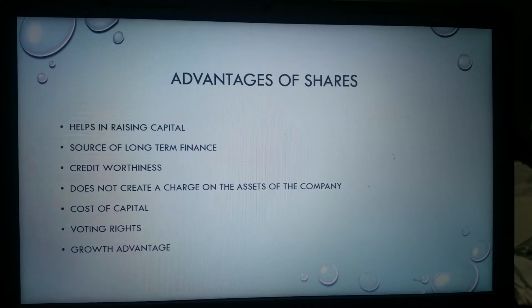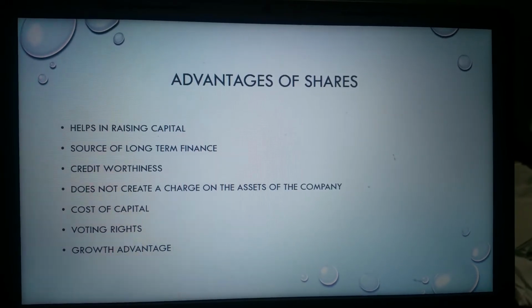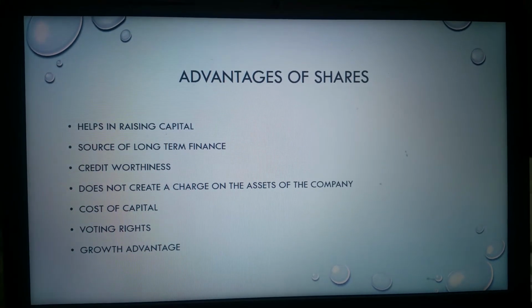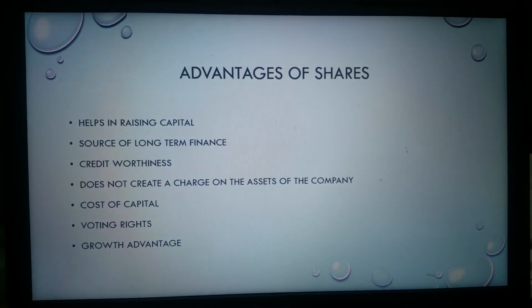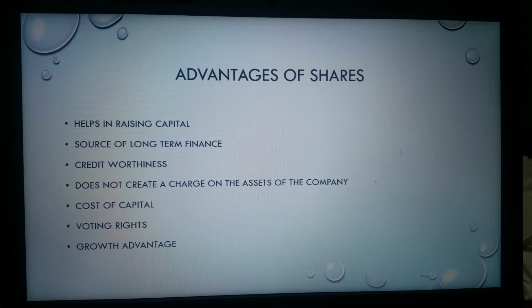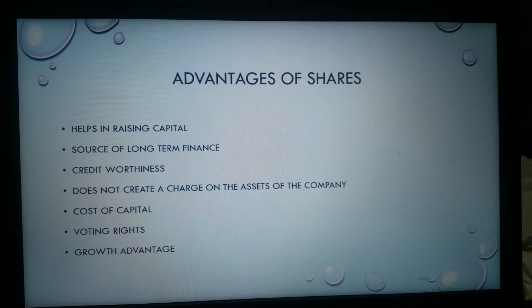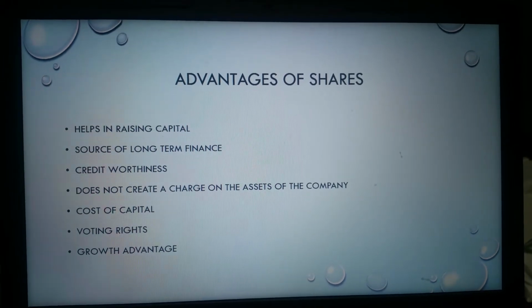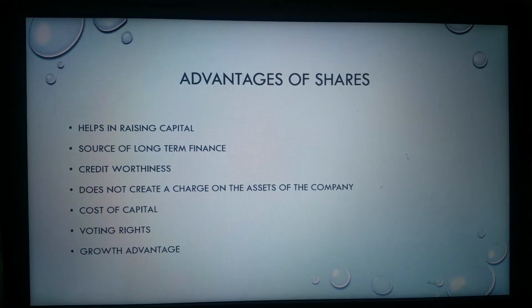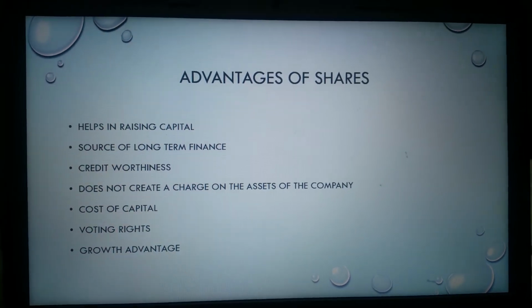This asset has to be kept aside so that in the event of winding up, if the company suffers any loss and is not able to pay the debenture holders, then this asset can be sold in order to pay the debenture holders. Such an obligation is not there in the case of shares. When a company issues shares, it does not have to create any charge or keep aside any assets of the company.